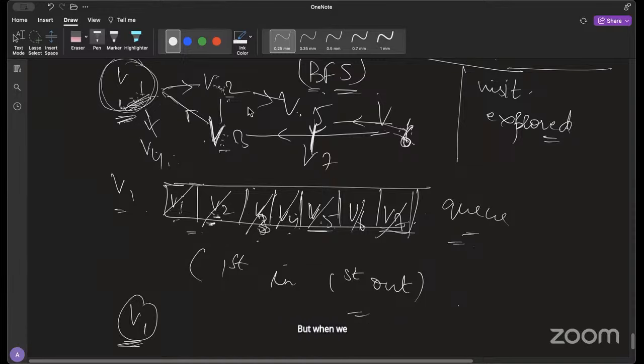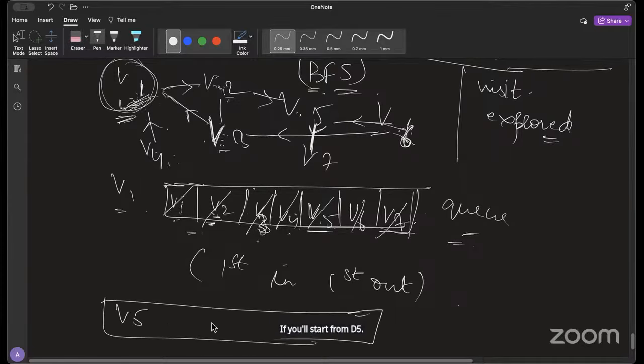But when we do this directed graph, then there can be vertices that you can't visit from V1, right? So we can make a queue for, let's say, V5. Then I should write V5 in the first column, right? Yes, then you will start with V5. Okay, let's do it from V5 only then. If you start from V5, your queue starts from here.